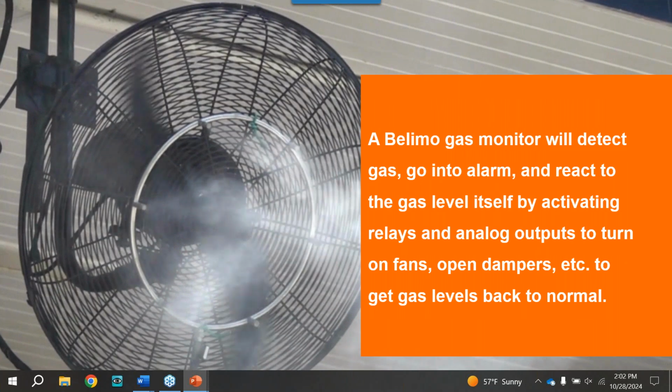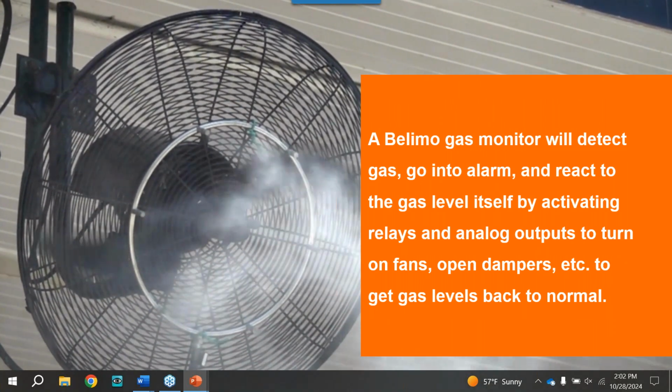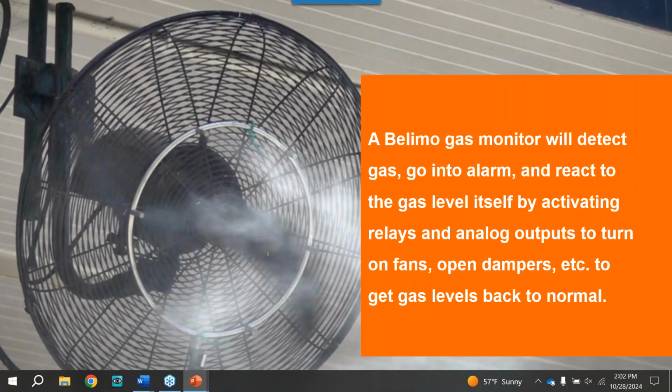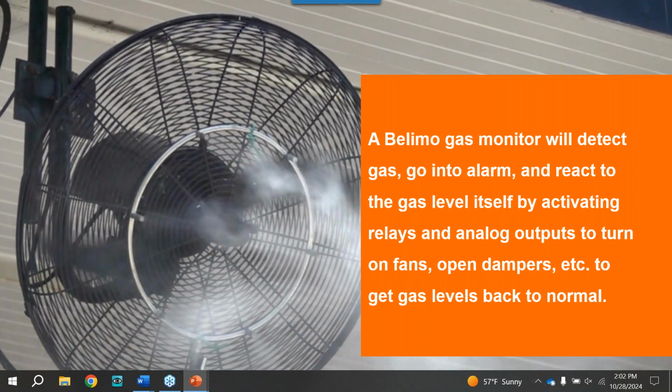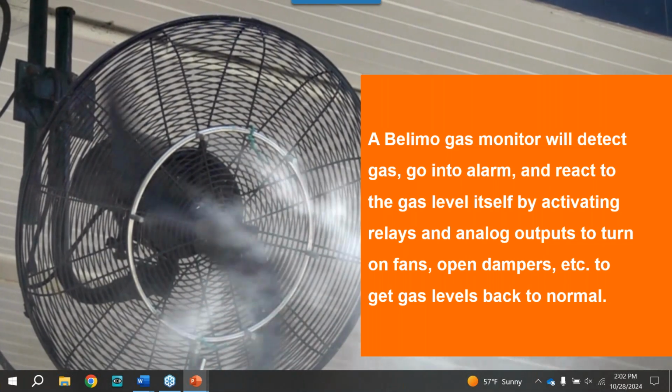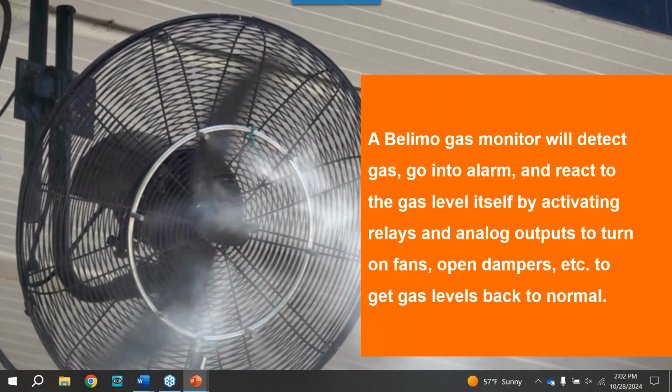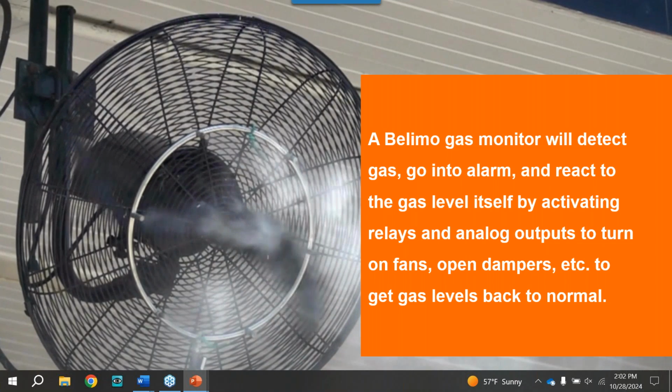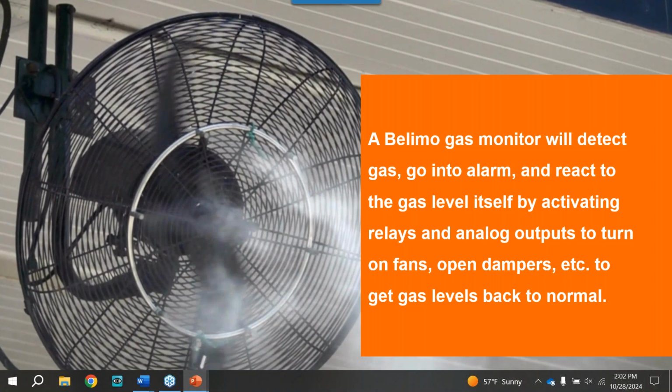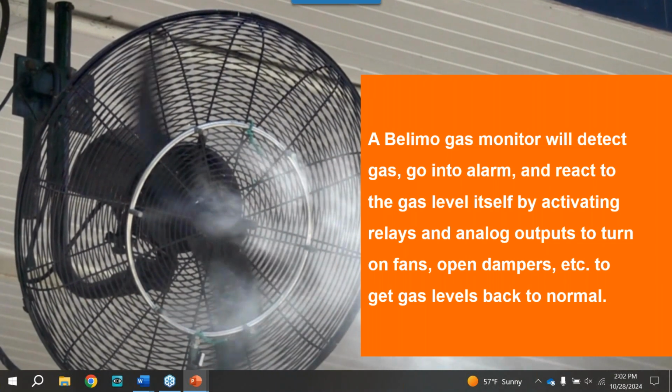So what are the differences? Well, a CO or smoke detector will detect a gas, it'll go into alarm, and people will react. So when you hear your smoke detector going off, you'll open a window, turn off the stove, call 911, or leave the house. On the other hand, a Belimo gas monitor will detect gases, it'll go into alarm, and the device will react itself by activating onboard relays and analog outputs that will turn on fans, open dampers, talk to the BMS, etc. So it itself gets the gas levels back to normal, whereas with your CO smoke detector, a person has to react to it.